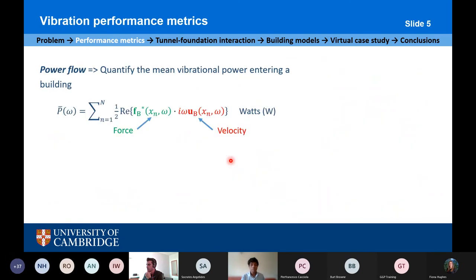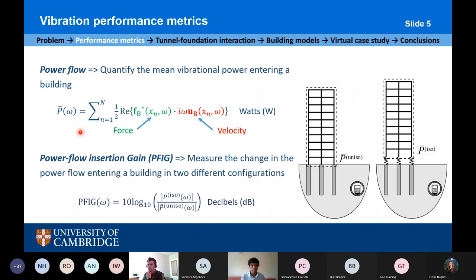And then the other performance metric is the power flow, where we multiply the force at a particular location by the velocity. This gives an overall quantification of the vibrational power that is entering the building. And this parameter is measured in watts.